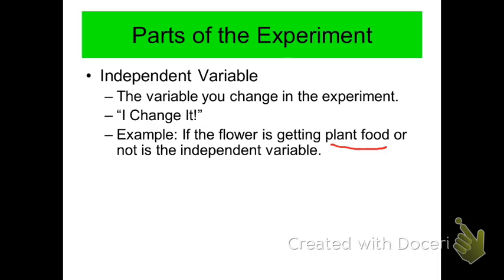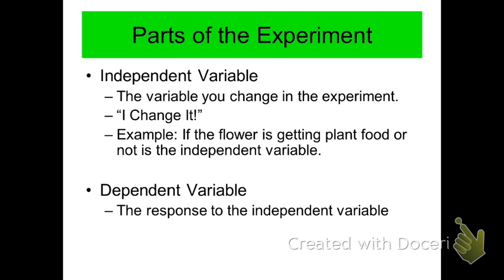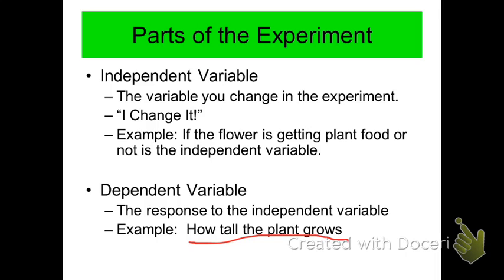All right, now the next part of the experiment is the dependent variable. It's the response. It's what responds to what we change. So if we're giving the plant food, we have to think, what am I measuring? What's responding? In this case, we know if it's working by the plant height. So your example would be how tall the plant grows.